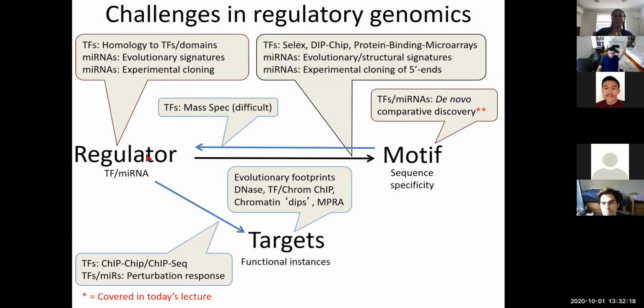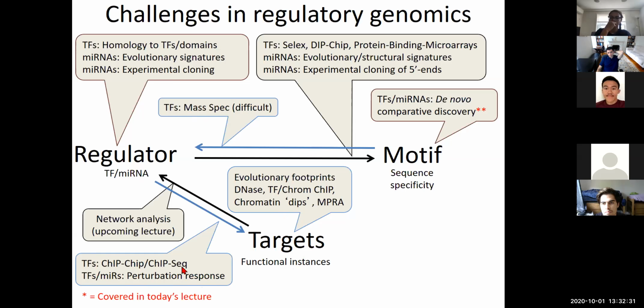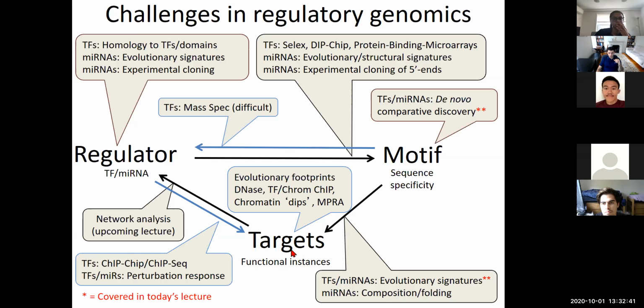If I have a regulator, I can find its targets using ChIP-ChIP or ChIP-seq, or by perturbing these regulators and then seeing what is the gene expression change that happens as a result of that perturbation. And then conversely, if I have the targets, I can infer the regulator through network level analysis of enrichment.